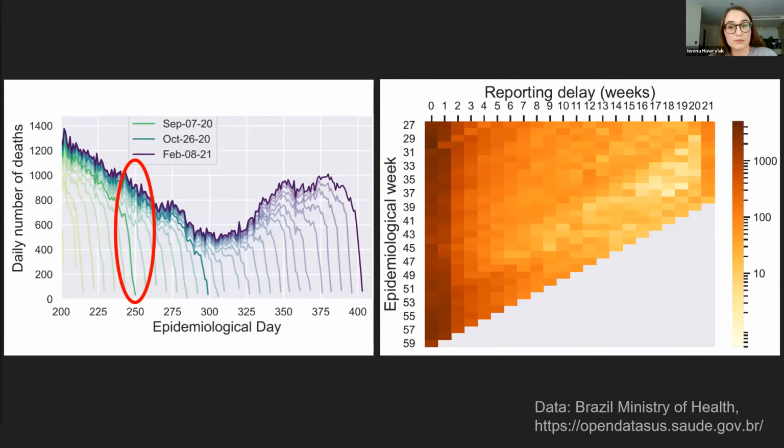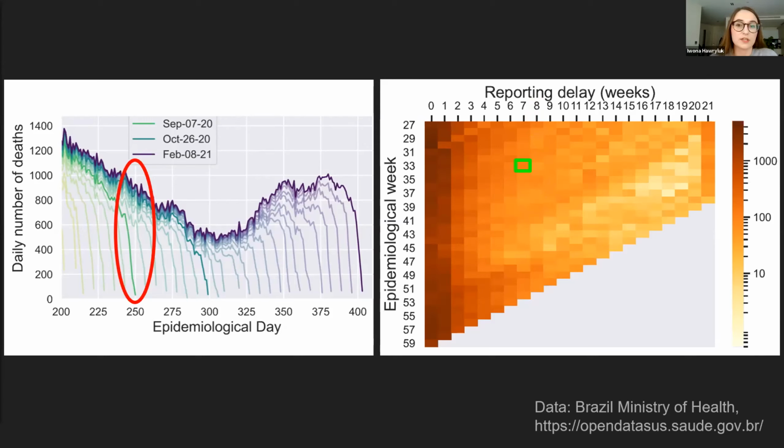Another way of showing the same data is to construct a matrix like here, in which every row is a day or a week of the epidemic. Here we show weeks. Each column indicates the delay between the death occurring and it being reported online. Each cell represents the number of deaths, and the darker the cell, the higher the number of deaths. For example, this cell highlighted in green shows that there were 120 deaths that happened in week 33, but were reported with a delay of 7 weeks, so were only reported in week 40.